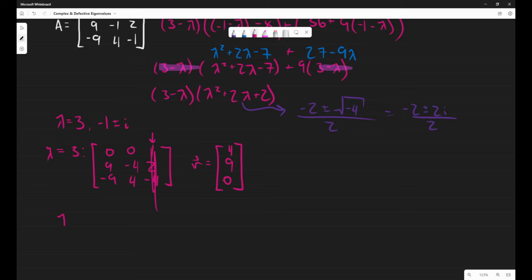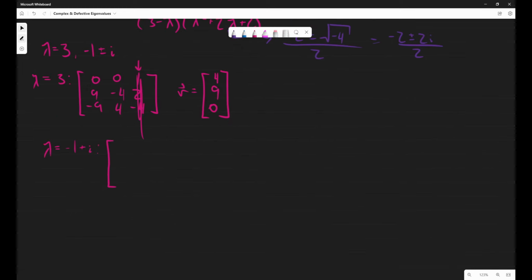And then our second one, it would be negative 1 plus i. And again, all we have to do is just find the eigenvector for this one. So we find the eigenvector for the other one. And this will just be 3, 4 minus i, 9, negative 9, 0, 1. This would be negative i, 4, 2, negative i.